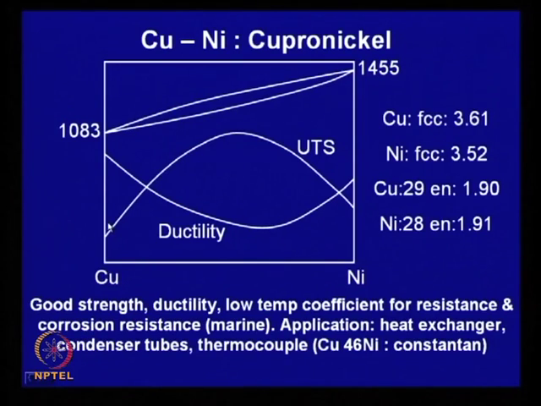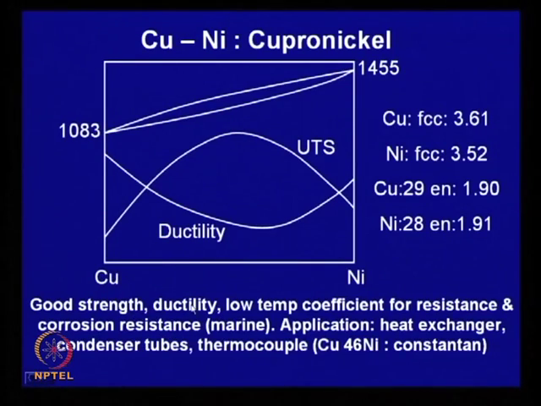So, therefore, they form an isomorphous system. This type of alloy is very common, one of the commonly used alloys. It has good strength and ductility, and in this alloy, this is how the tensile strength will vary. Whenever tensile strength goes up, you will find the ductility of the material goes down. You will have something like this, and some of these common applications are listed here.